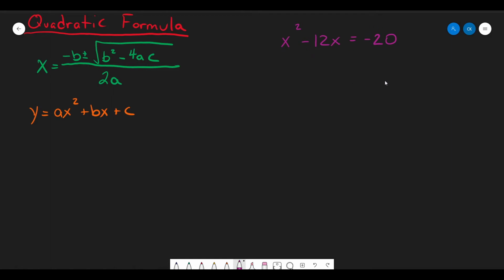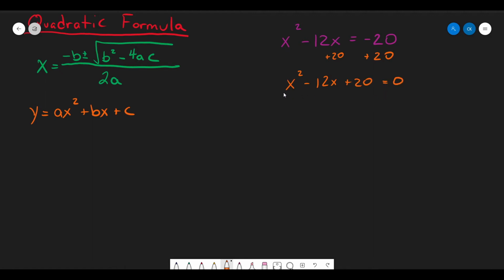I have to have everything on one side of the equation. The other side cannot have anything. It has to be either 0 or it has to be y. It cannot be anything else. So the first thing I need to do is add 20 to both sides here. So when I add 20, I end up getting x squared minus 12x plus 20 equals 0.